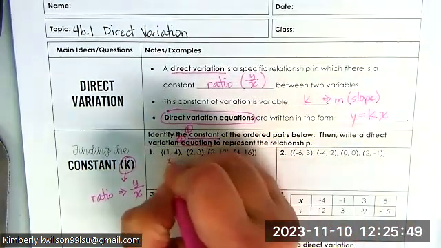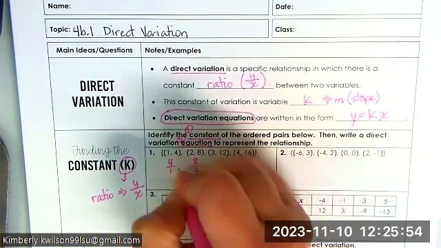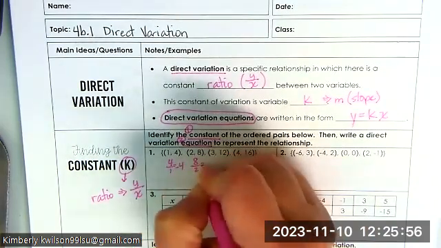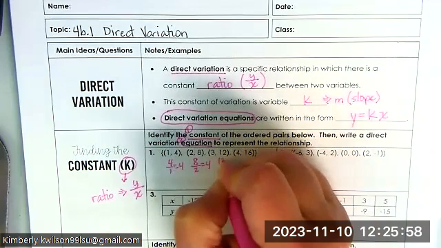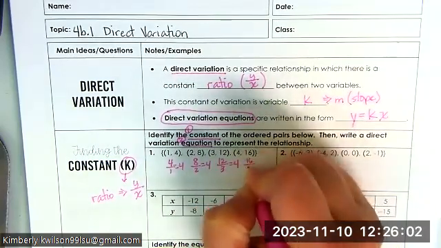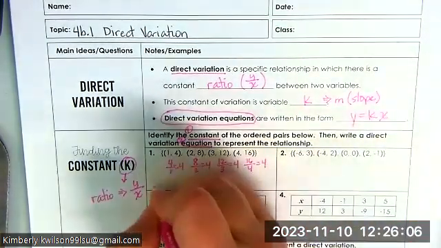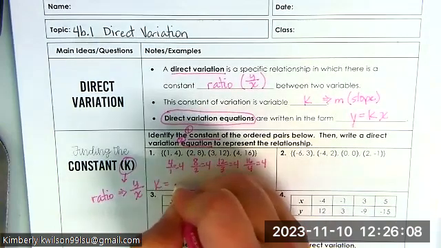So I'm going to take each one, and I'm going to put 4 over 1, 8 over 2. Each one of these so far is simplifying to 4. 12 over 3, 4. 16 over 4, 4. They are all the same. So therefore, my k is equal to 4.